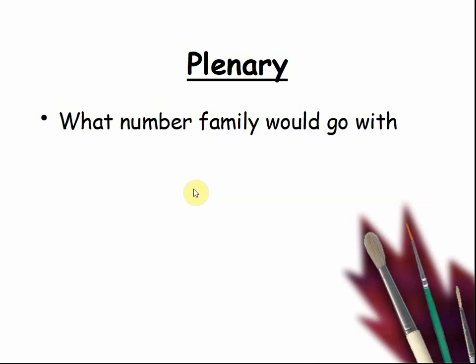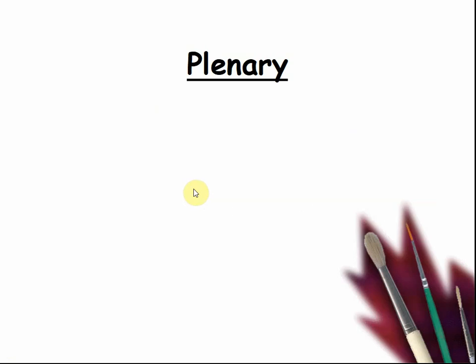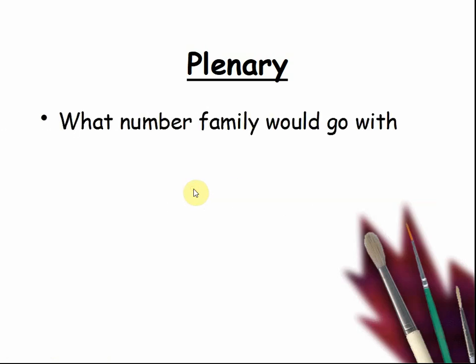What number family would go with 5 plus 3 equals 8? Pause the video while you work out what are the other 3 sums you could make using 5, 3, and 8. What number family would go with 49 minus 17 equals 32? Pause the video while you work out the other 3 sums you could make.